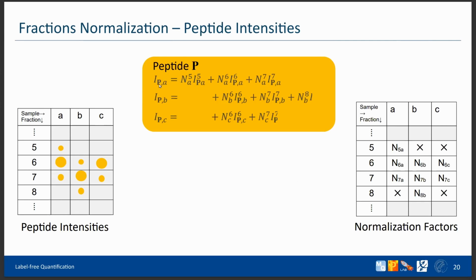We have the intensity for peptide P, and we have the intensity in fractions 5, 6, and 7 multiplied by the proper normalization factor for sample A in fractions 5, 6, and 7. And then, again, we do the same for sample B, and then we do everything. It is summarized here in this table, as you can see. Then every single spot where the peptide was found has its own normalization factor.